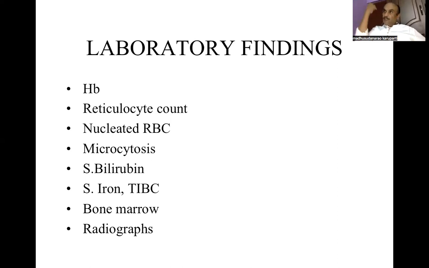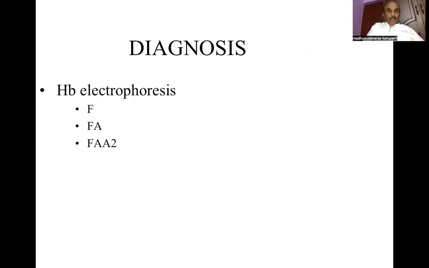The bone marrow examination shows the erythroid hyperplasia with normal myelopoiesis. Okay. Radiographs may show the presence of pathological fractures or X-ray skull may show the hair-on-end appearance. And hemoglobin electrophoresis is diagnostic, showing elevated fetal hemoglobin and elevated HbA2 and low adult hemoglobin.